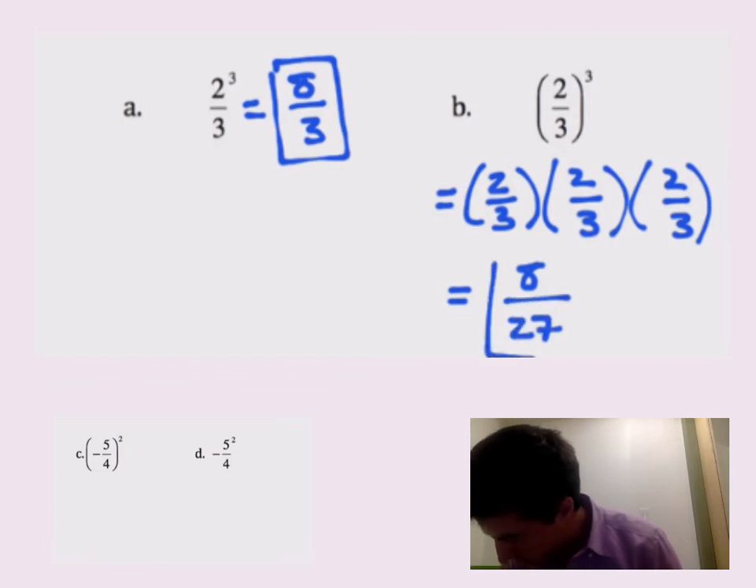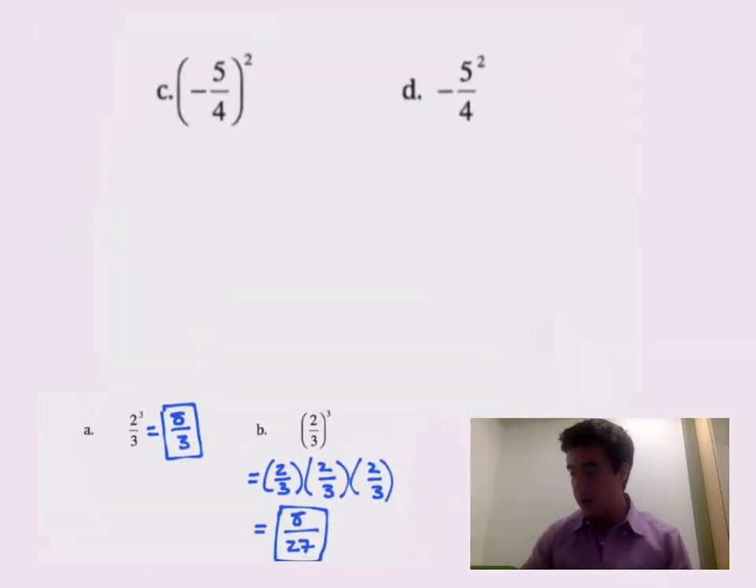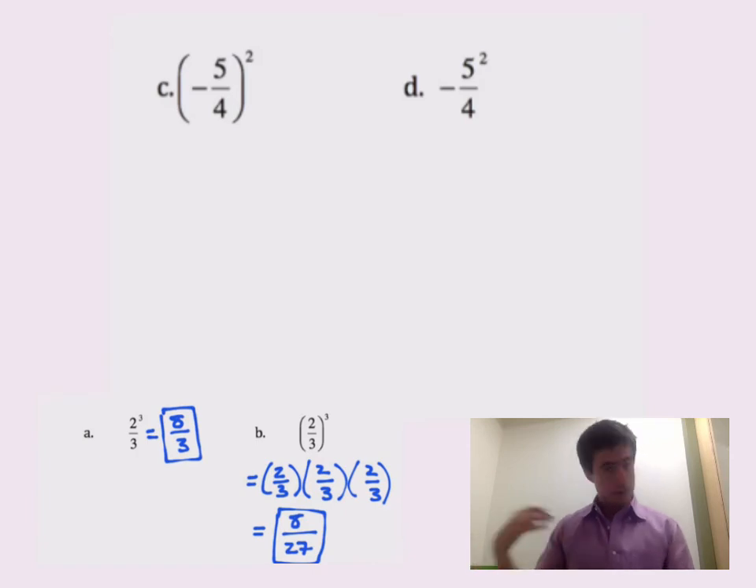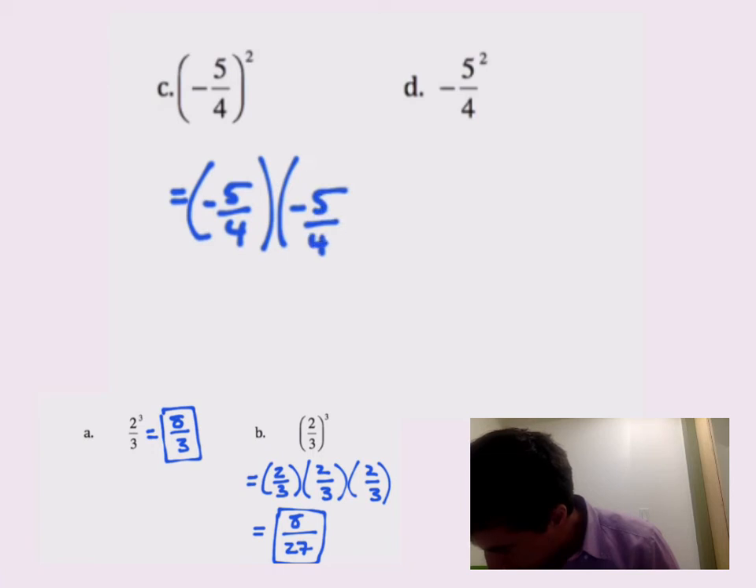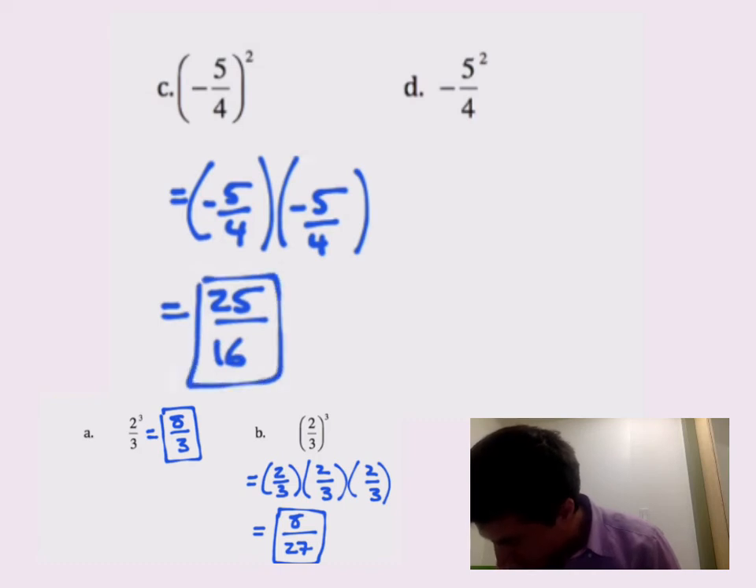In the third example here, -5/4 quantity squared, we're going to have -5/4 times -5/4. The whole fraction is being multiplied by itself 2 times. And we're going to end up with +25/16. In our last example, it appears that only the 5 is being raised to the 2nd power.